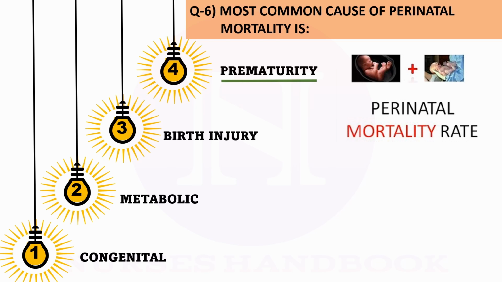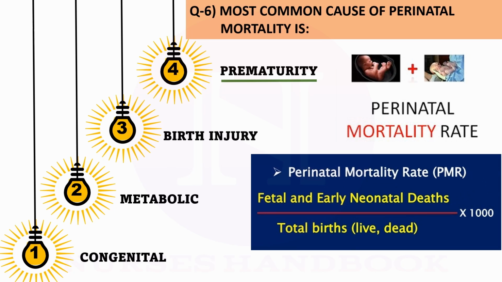Perinatal mortality rate is the number of fetal deaths past 22 completed weeks, that is 154 days of pregnancy, plus the number of deaths among live born children up to 7 completed days of life per 1000 total births, which includes live births and stillbirths.